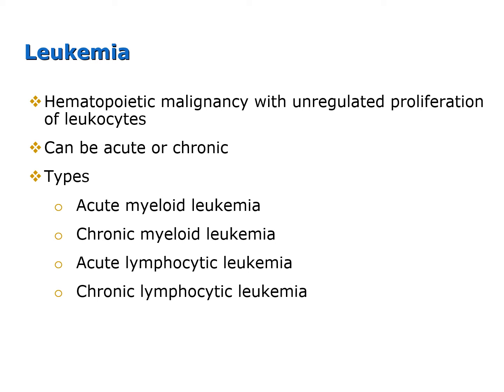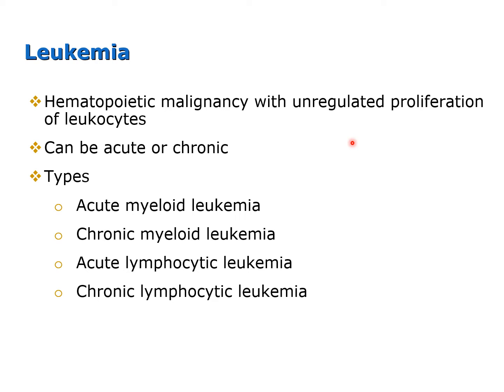All right, so for the hematopoietic malignancy, malignancy is mal, means bad. Here, what you're going to see is unregulated proliferation of leukocytes. So we're talking about leukemia, so we're specifically focusing on leukocytes. And the key word is definitely unregulated proliferation. When it comes to cancer, it's always about proliferation.